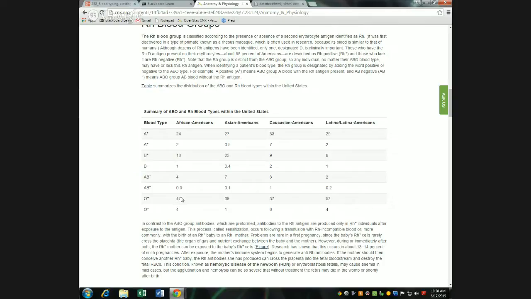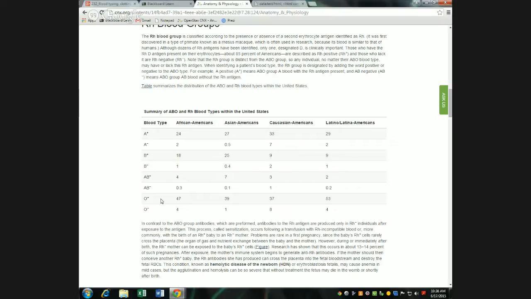O positive makes up 47% of blood types for African Americans, 39 for Asian Americans, 37 for Caucasians, and 53 for Latino. O negative is very rare. So 4, 1, 8, and 4%. AB negative is even more rare than that. AB positive is kind of on equal footing. And you can kind of see there, positive is much more common than negative across all 4 blood types. Okay.